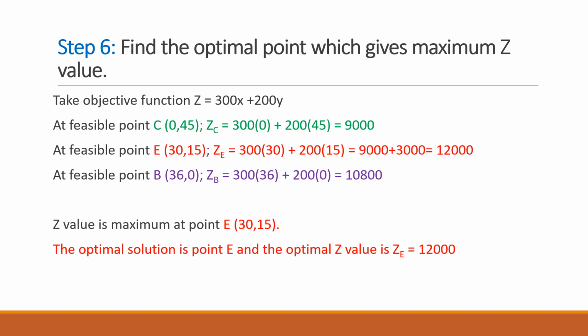So the result is Z value is maximum at point E, 30, 15. The optimal solution is point E and the optimal Z value is Z equal to 12,000. So I hope you are clear with the graphical method of solving the linear programming problem, a maximization problem.